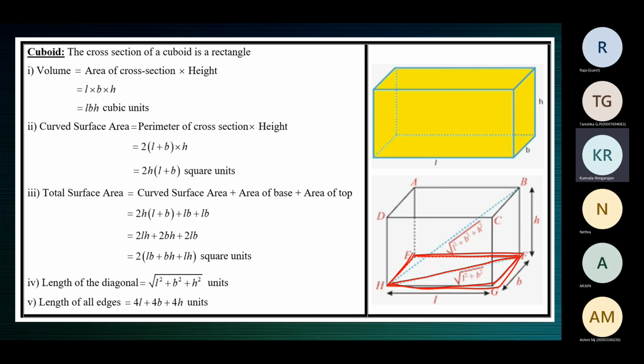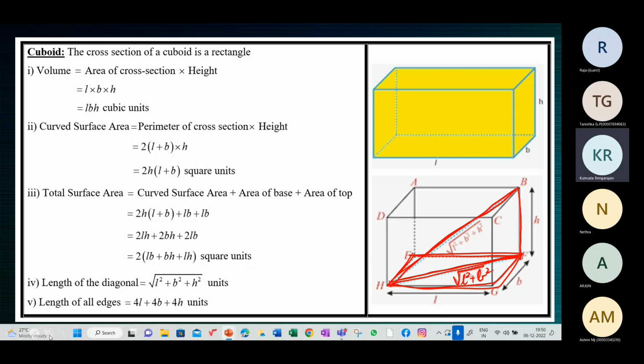This bottom face is a rectangle, and this is the diagonal of the rectangle, which is given by the formula root of L square plus B square. Root of L square plus B square is the formula to find the length of the diagonal of a rectangle. Rectangle is a plane figure. And this is the height of the cuboid. Now, this is the length of the diagonal of the cuboid, which can be found using Pythagoras theorem.